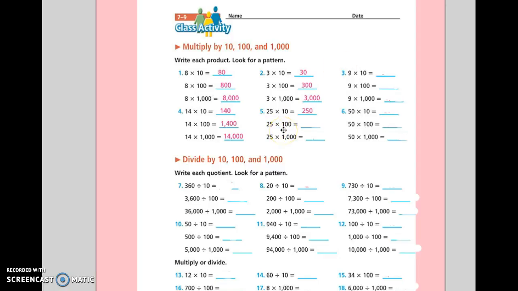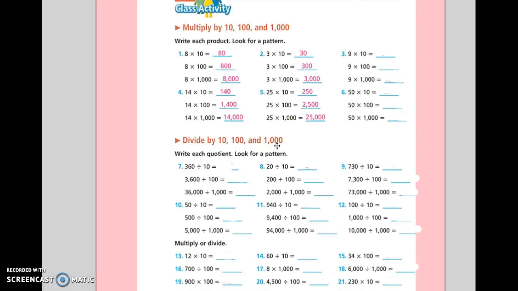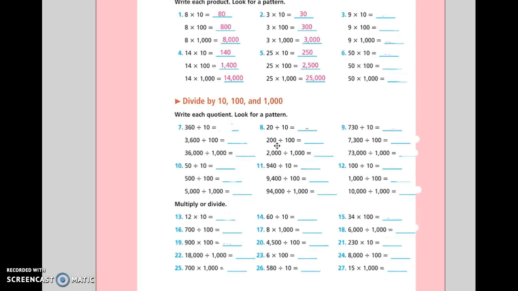25 times 100. 25 times 1 is 25. Add those 2 zeros, I get 2,500. And 25 times 1,000 would be 25,000. Now, we have a similar thing when we look at dividing by tens, hundreds, and thousands. So let's see if we can figure out that pattern.